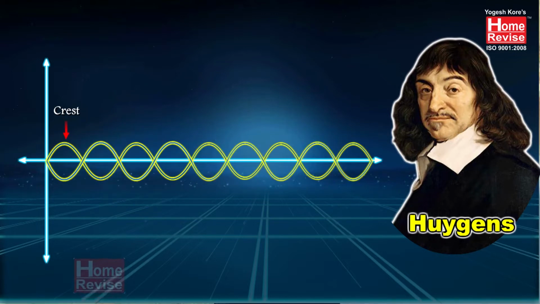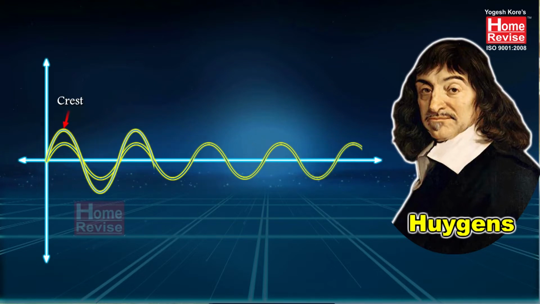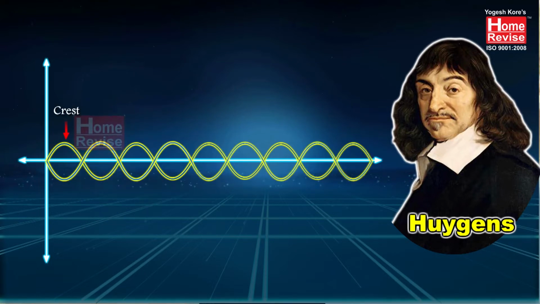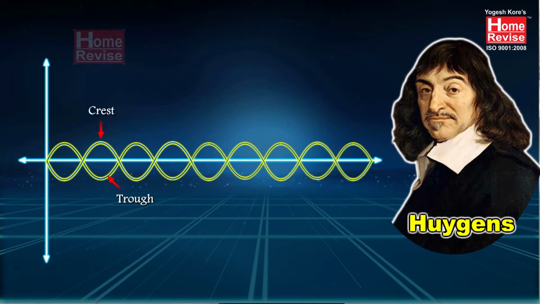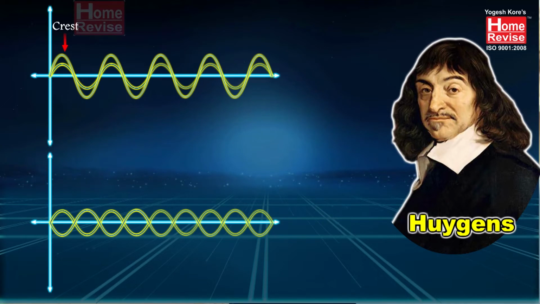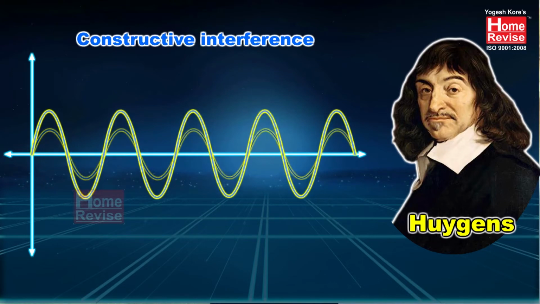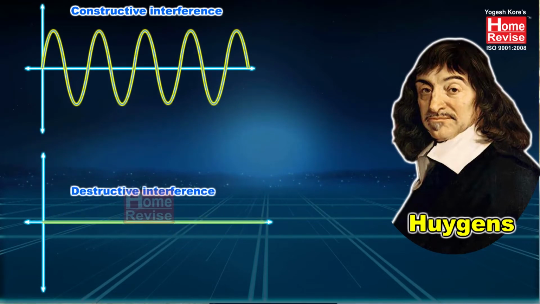It is possible that the crest of one wave can coincide or get superimposed on the crest of another wave. Also, the trough of one wave can get superimposed over the trough of another wave. Also, it is possible that the crest of one wave will get superimposed over the trough of another wave, or the trough of the first wave will get superimposed over the crest of the second wave. This means there are four possibilities. On these four possibilities, we get two types of interference: constructive interference and destructive interference.